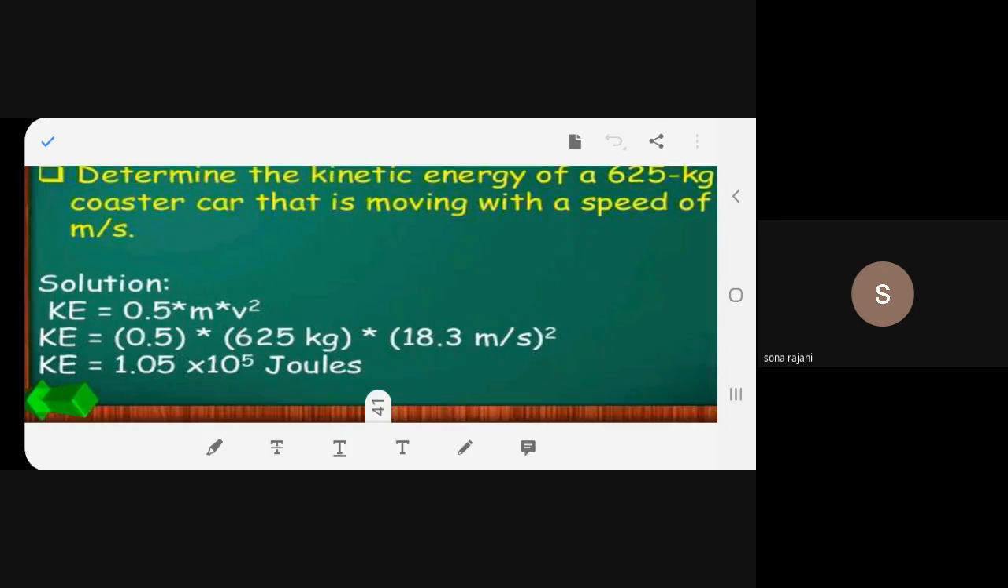So for any problem, do you find? These are all calculations of kinetic energy. Do you find any problem related to the calculations? Yes, Better?